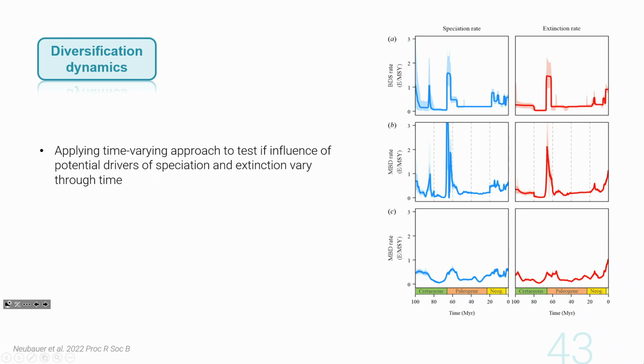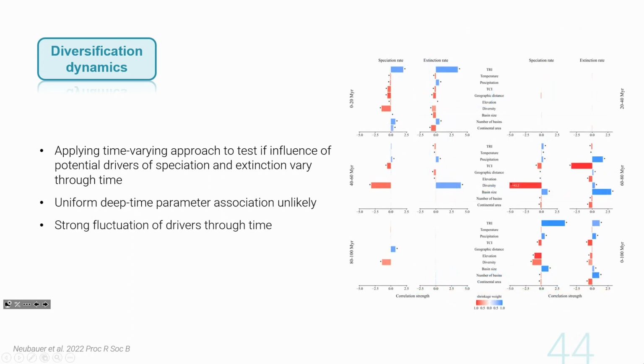And as you can see, the match between the rates reconstructed with parameter sets with the original ones is better than if you just look at the 100 million years as a whole. Because simply, I do not believe that there is a single uniform association through time. This is unrealistic simply. And as you can see, there is quite a fluctuation.